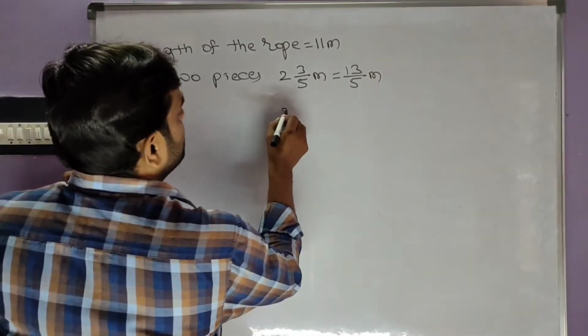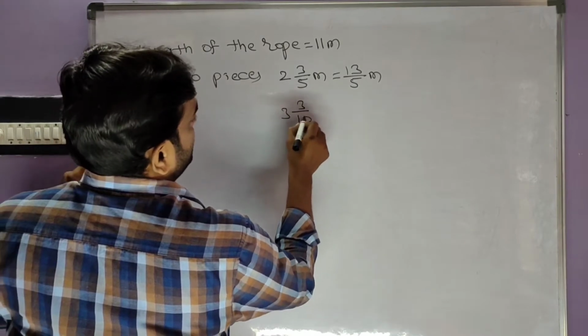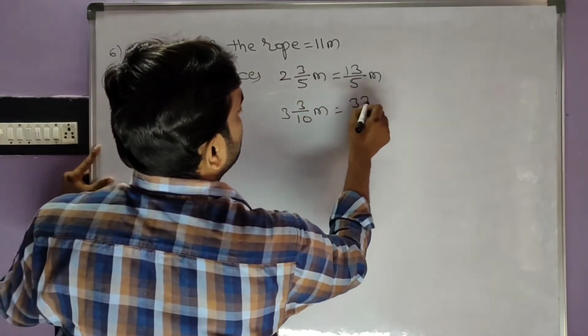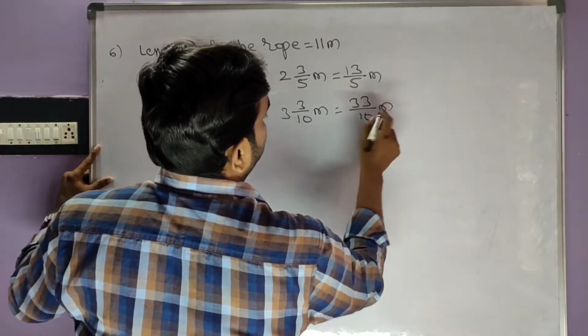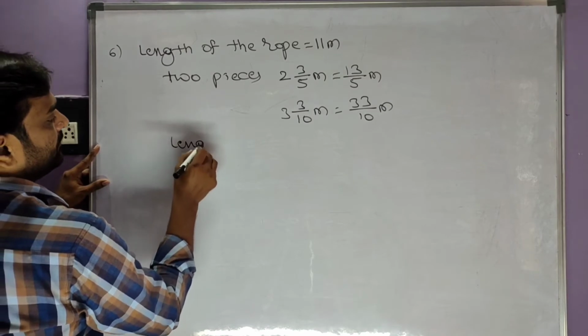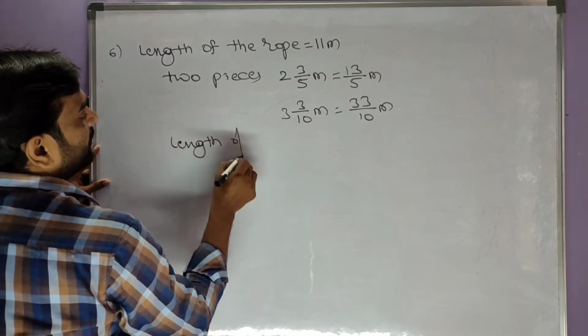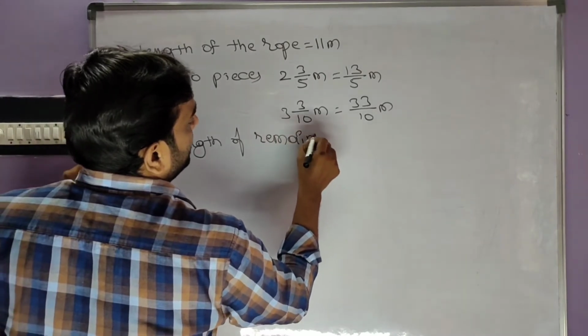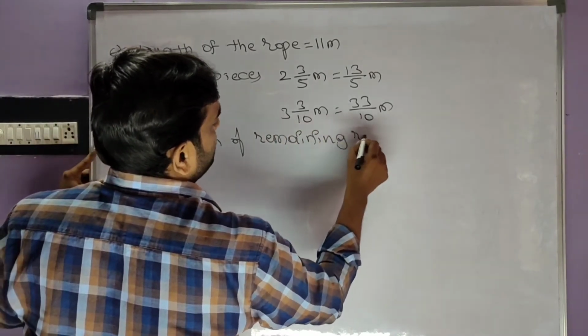3 3 by 10 meter, nothing but 10 3s are 30 plus 3, 33 by 10 meter. Then find the length of remaining rope. Yeah, that's the question.